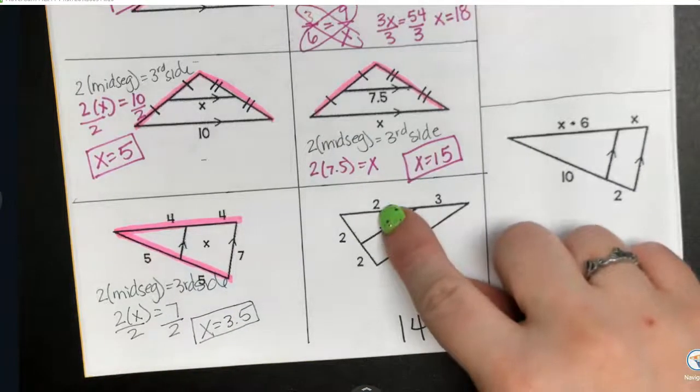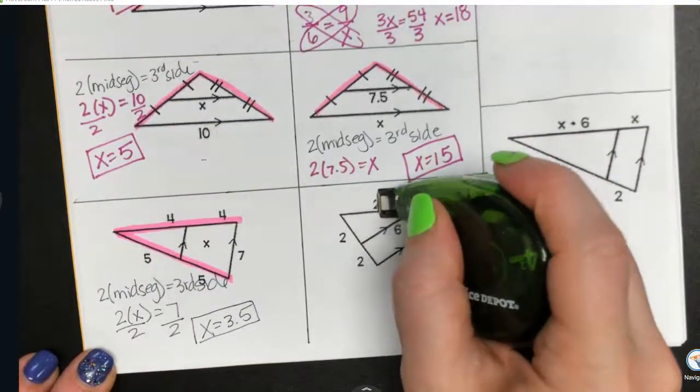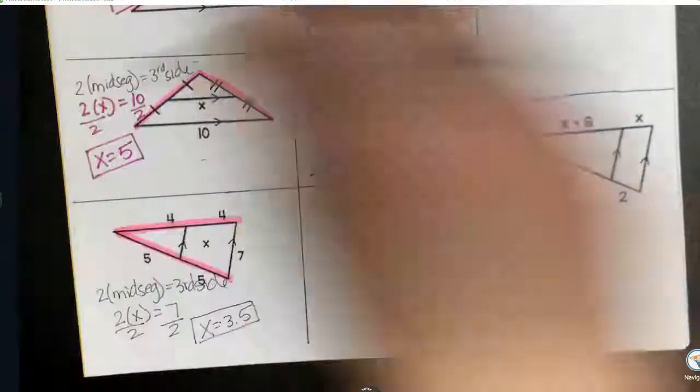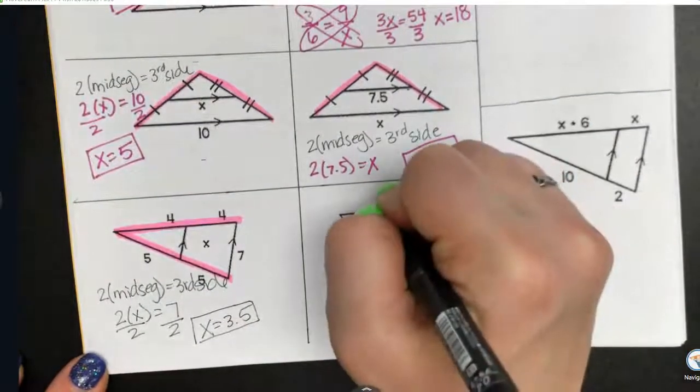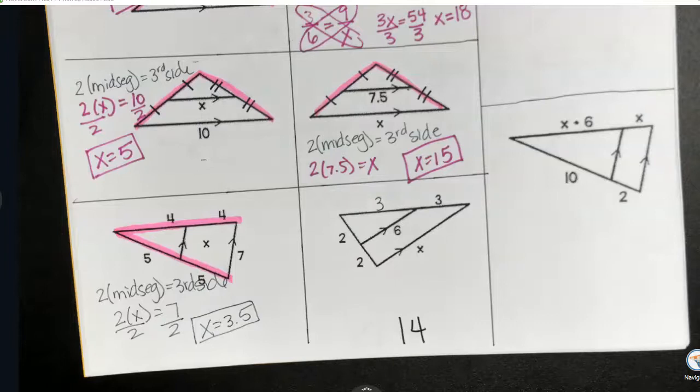3.5. There's a typo right here. That's my bad. This should be a 3. Miss Wilson did a crazy thing. Okay.